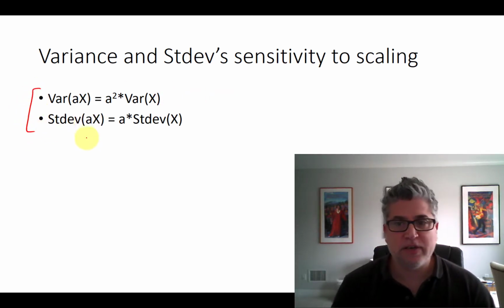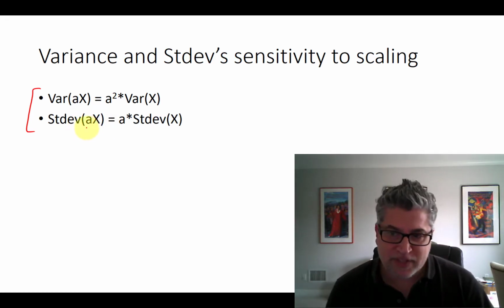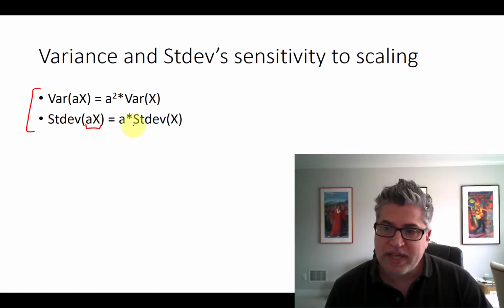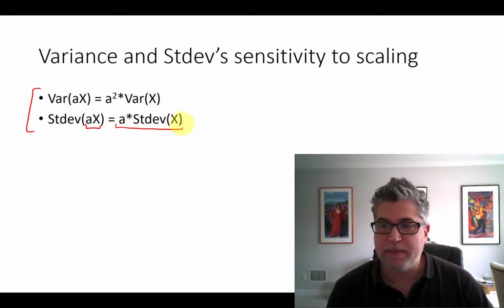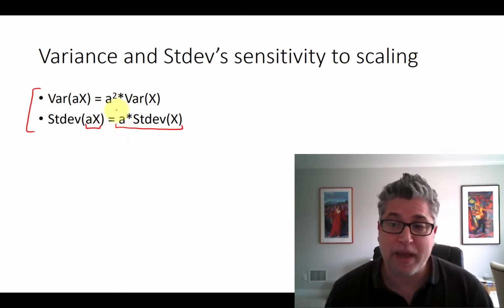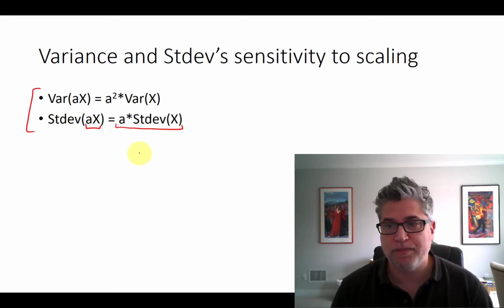We really like the standard deviation because if you have to scale your data by multiplying all your x's by some number, the standard deviation itself scales up by the same amount. Variance, unfortunately, scales by a lot more than that, by the square of your conversion factor.